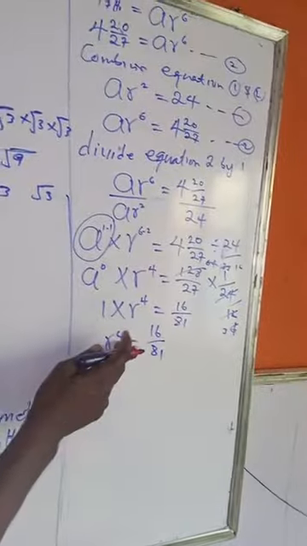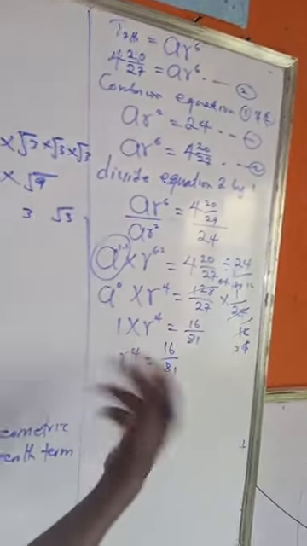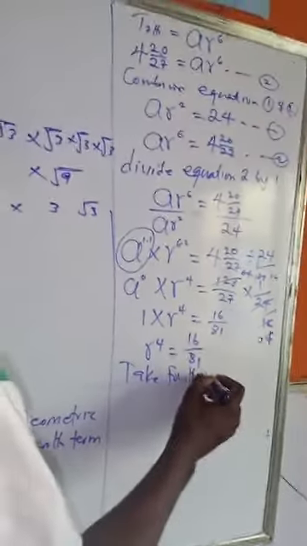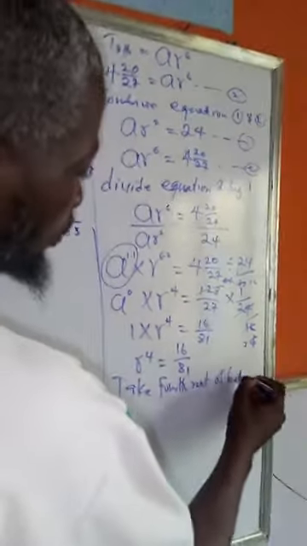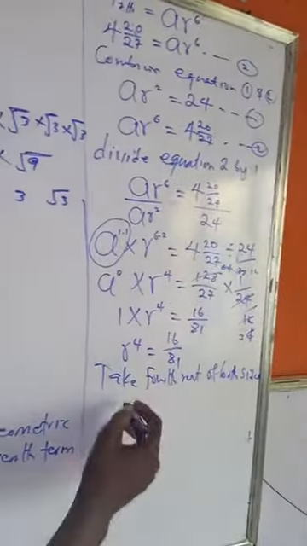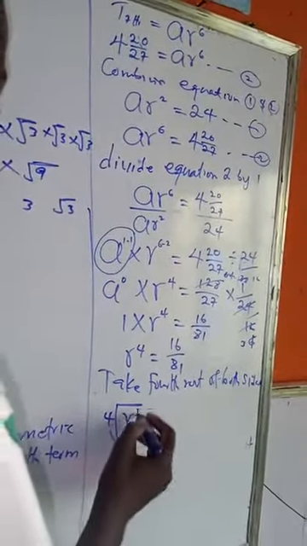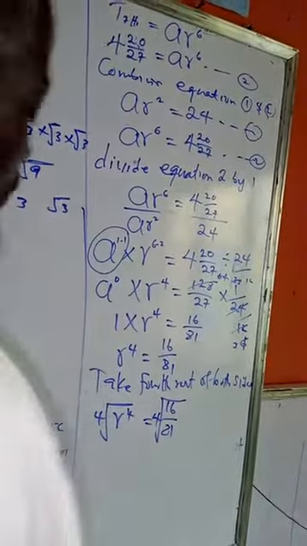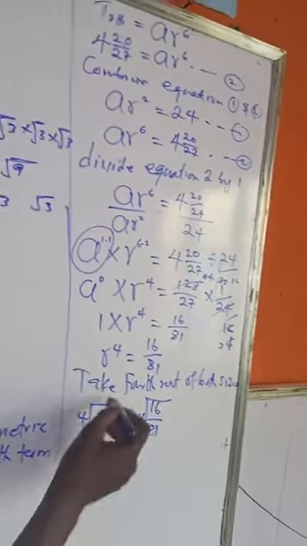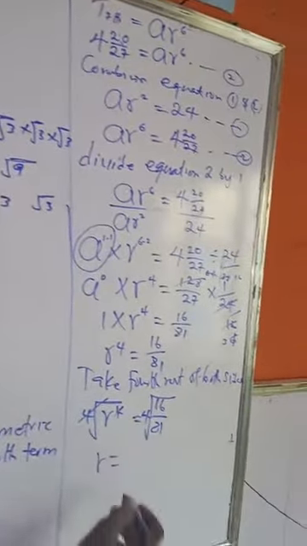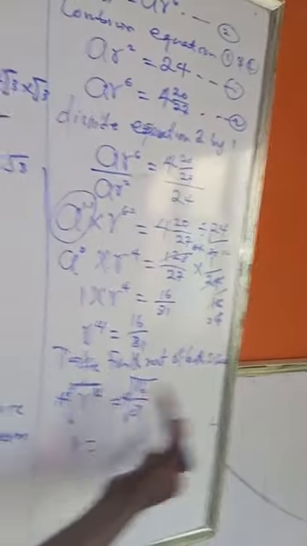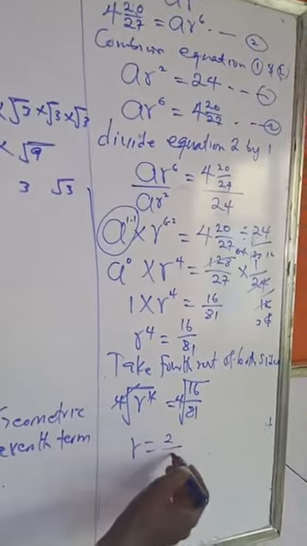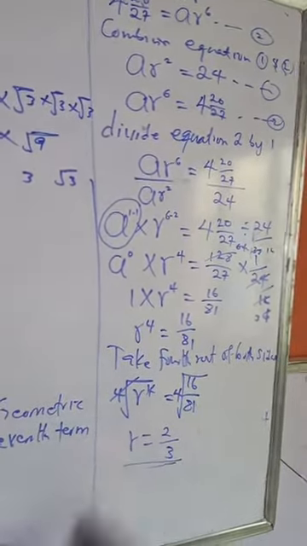Then I take fourth roots. Take the fourth root of both sides in order to cancel. So it's going to be the fourth root of r raised to power 4 and the fourth root of 16 over 81. Of course, this will cancel this. My common ratio will now be, which number will I multiply by itself 4 times to give me 16? I think it's 2. And this one I think is 3. So this is my common ratio.